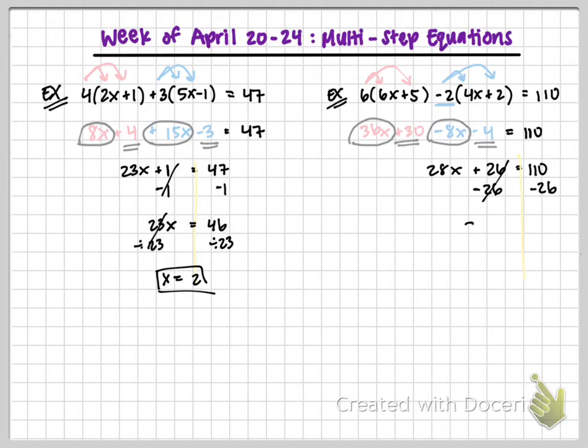Cancels. 28x equals 110 minus 26. Let me use my calculator real quick. Okay, that gives me 84. And then I want to get x by itself, so let's divide by 28. Divide by 28 cancels, and we are left with x equals 84 divided by 28 is 3. And we are done.